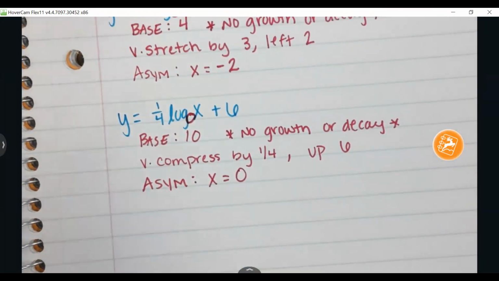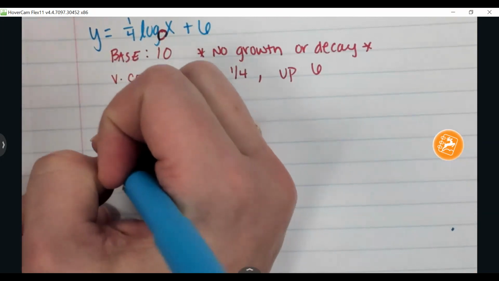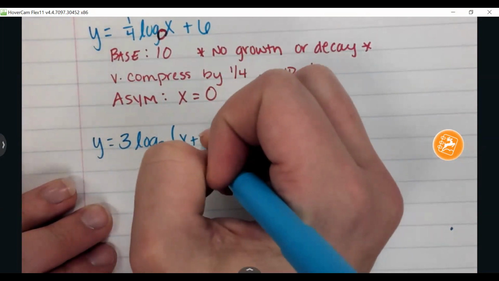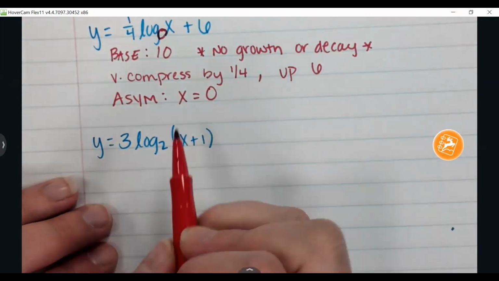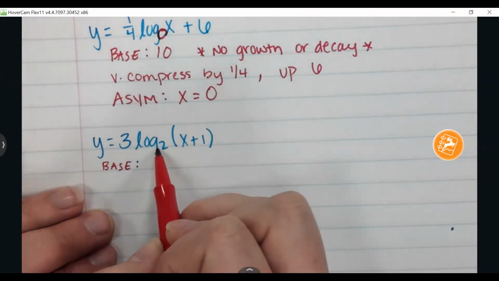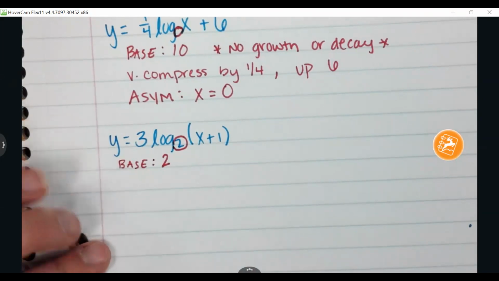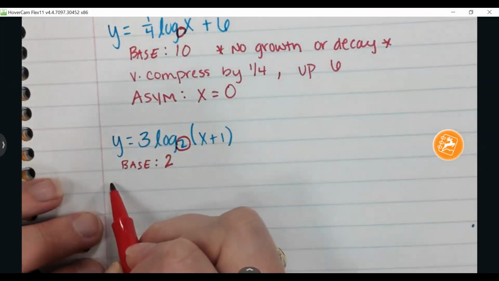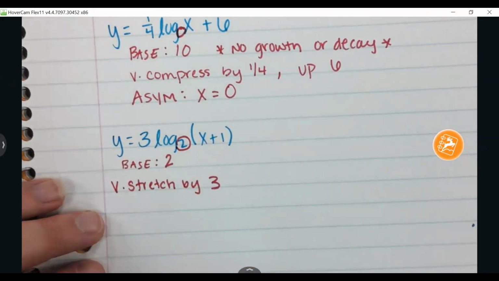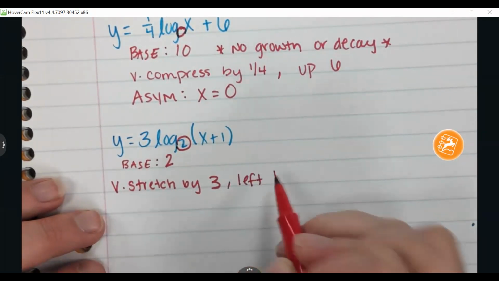All right, let's write one quick question. We'll do one graphing. We'll just make the table so that way we know what we're doing. So y equals 3 log base 2 of x plus 1. What is my base? Anybody? My base is 2, that little bitty number. No growth, no decay. What's my first transformation? A vertical stretch by 3. And what else did my graph do? It moved left 1. Very good.